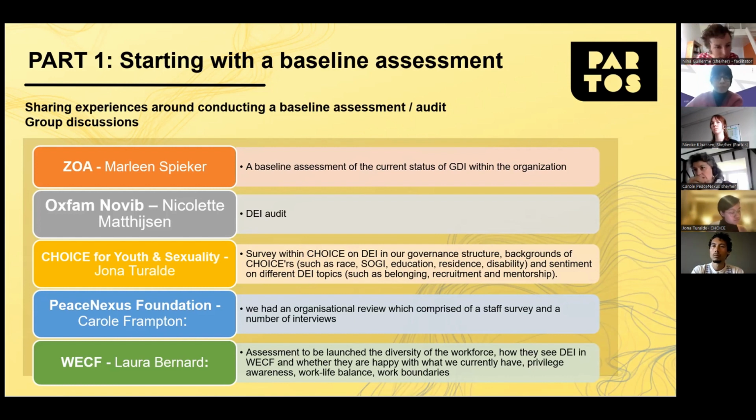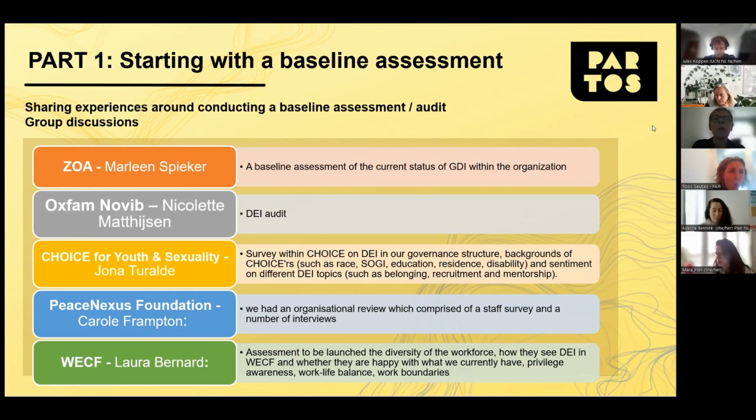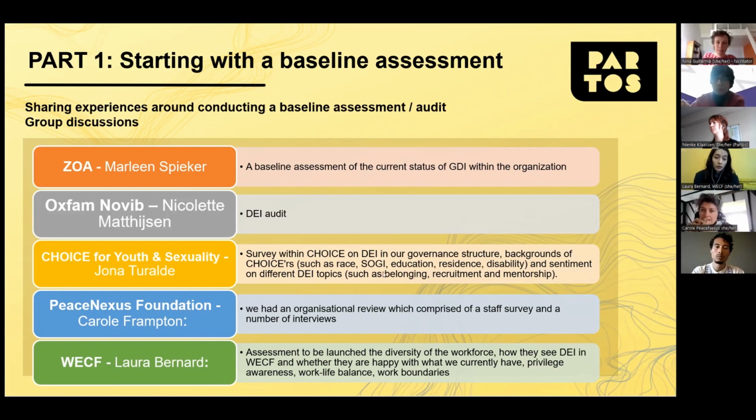Laura, do you want to tell about your assessment? So for us, that's an ongoing thing. It has barely started, but basically it's an anonymous survey we want to do with all staff in the WECF and also the board. And it's to establish this baseline assessment.